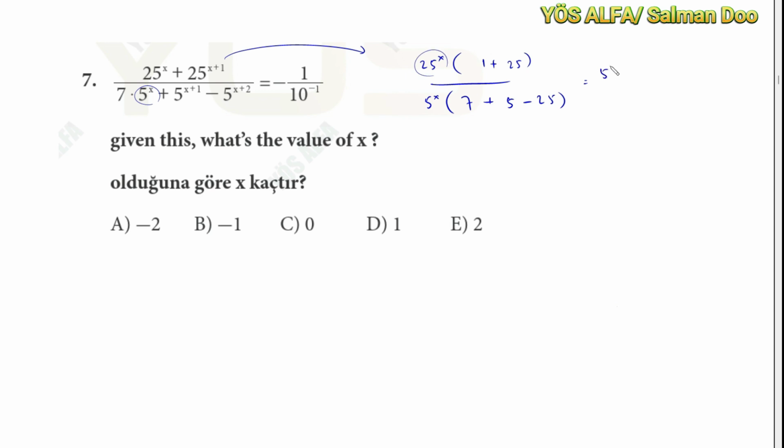So this is 5 to the 2x, this one is 5 to the x, and 26 over, this is 12, and minus 25 is minus 13. Simplifying this, we have 5 to the x minus 2 times minus 2. This expression is given to be this one. This is nothing but minus 10. So we have minus 5 to the x is equal to minus 5. Since the minus signs cancel out each other, and the bases are the same, 5 to the x is equal to 5. So x is 1.